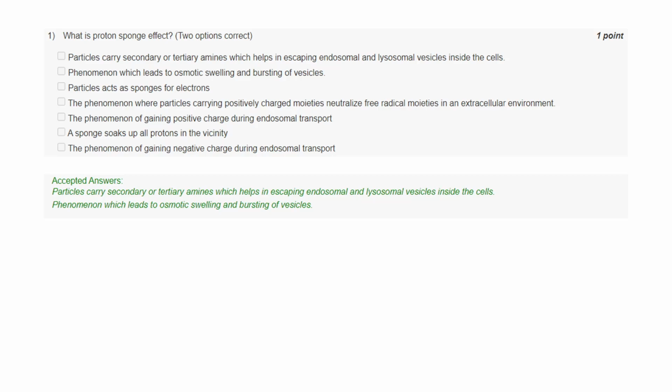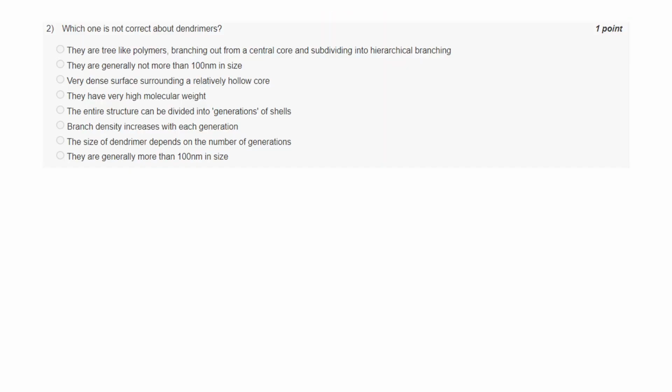Option 1 and 2. Yeah, option 1. Yes. And the next question was, which one is not correct about dendrimers?